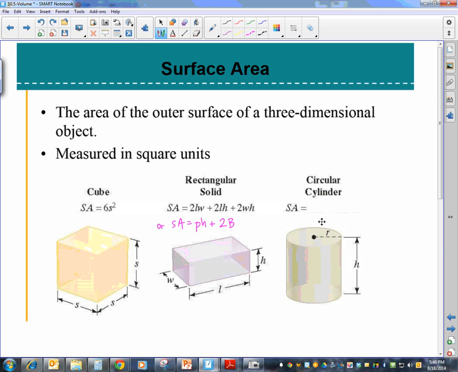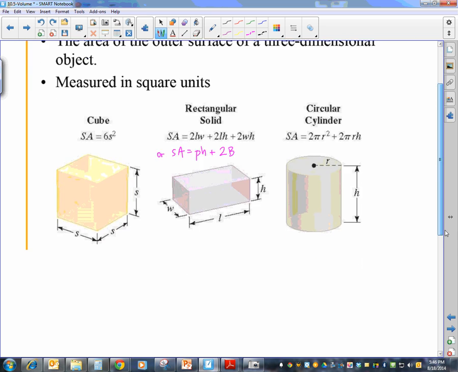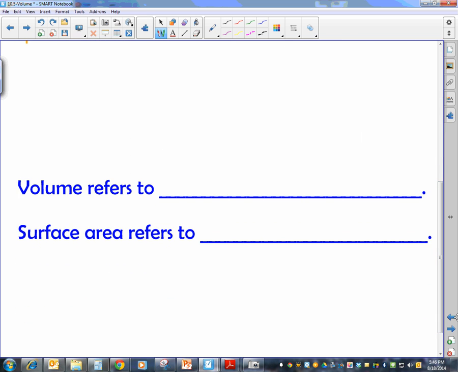And then, of course, the surface area of a circular cylinder, we're going around the cylinder, and then we have an area on the top and the bottom. Top and the bottom, 2 pi r squared, and then around is 2 pi r times your h in this case. Okay, so in summary, with surface area and volume, remember that volume refers to how much paint goes in the can.